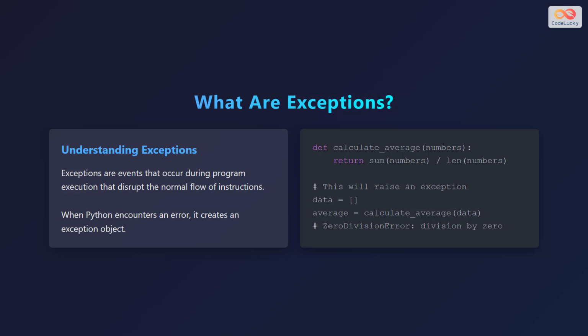Here we have a function named calculateAverage, which returns the sum of numbers divided by the length of numbers. Now, if we pass an empty list to this function, it will raise a zero division error because we are dividing by 0 as the length of the list is 0.